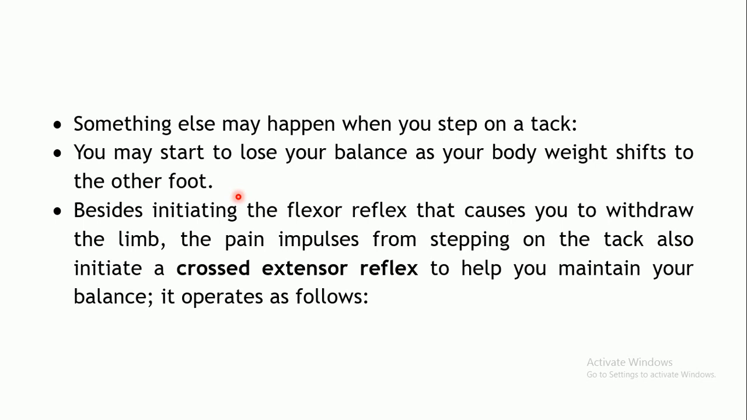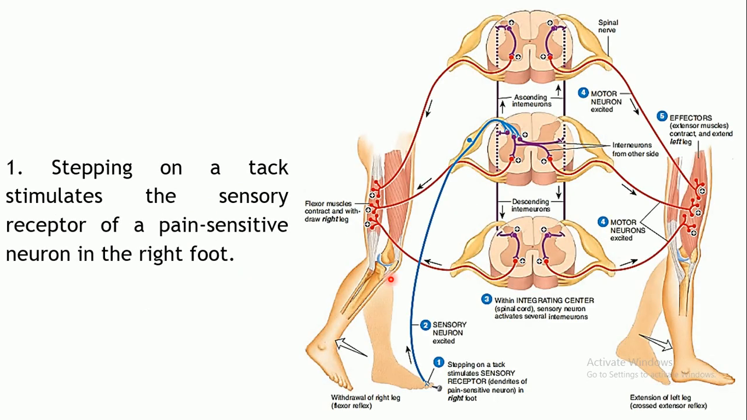So there are two reflexes involved over here. As you withdraw your right leg, there is one reflex operating, and as you balance your body weight on the other leg, one more reflex is also operating at the same time, and that is called a crossed extensor reflex. So that will operate as follows. So this is what we have seen just now, right? Whatever is shown over here.